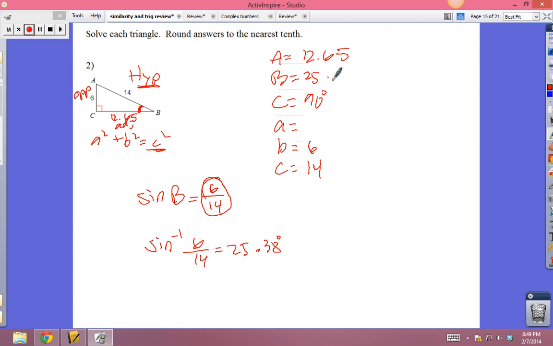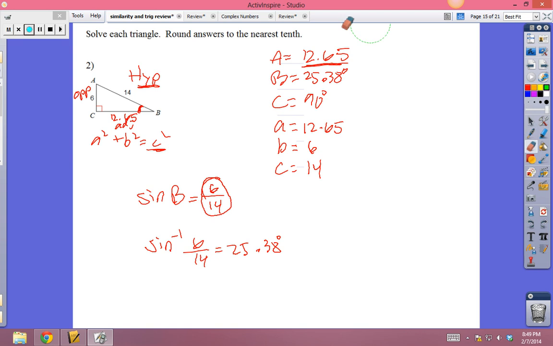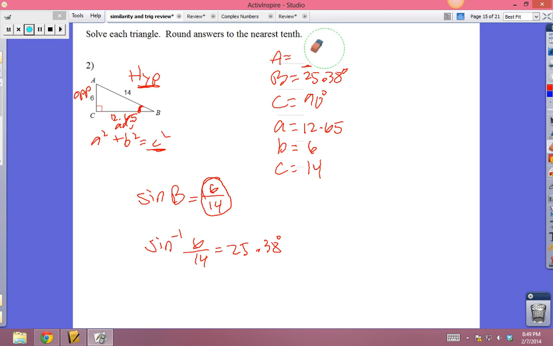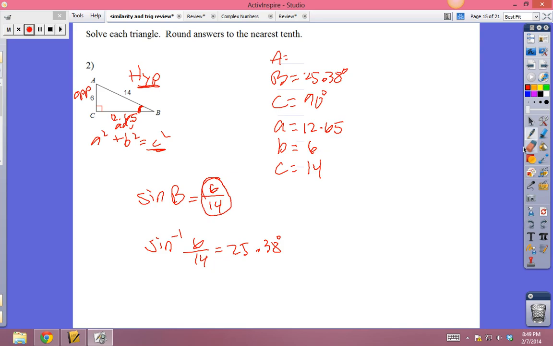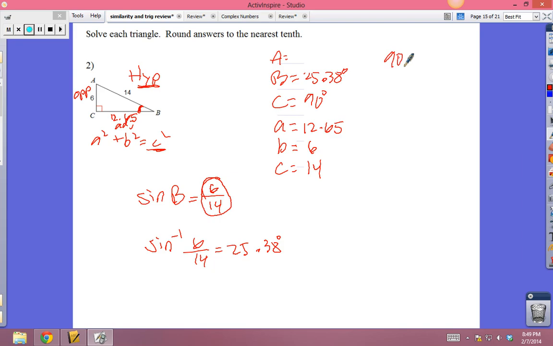Oh, you know what? I labeled this wrong. This 12.65, that's not angle A, that's side A. That should go right here, 12.65. So I'm going to erase it. To find angle A, I'm just going to do 90 subtract my 25.38, and that will tell me how far angle A is without doing any trig, and I should get 64.62 degrees.